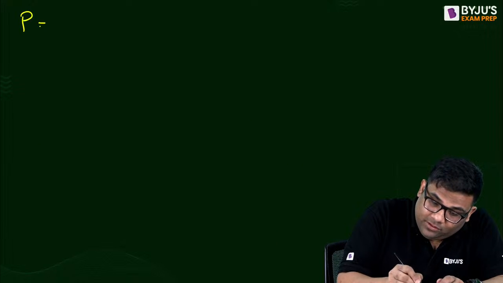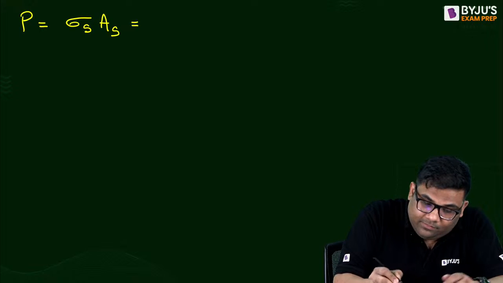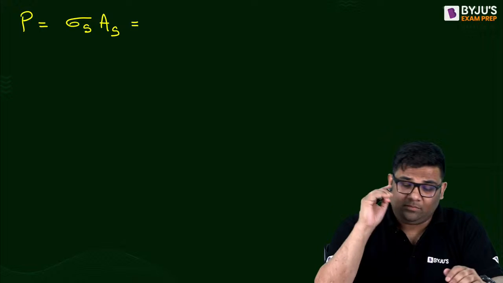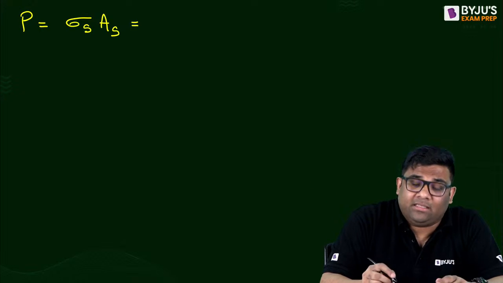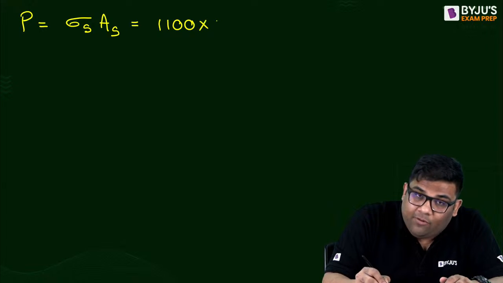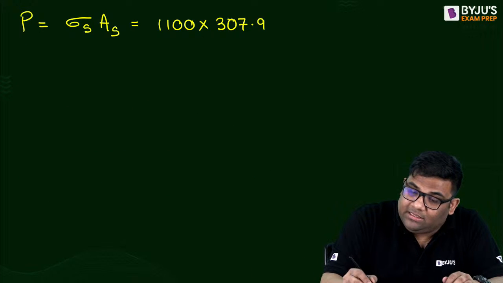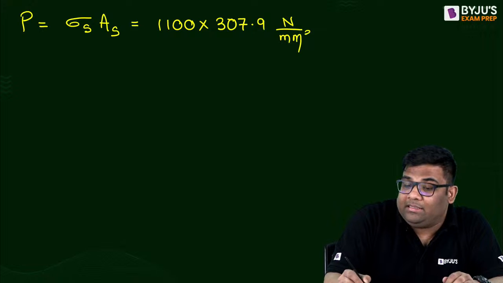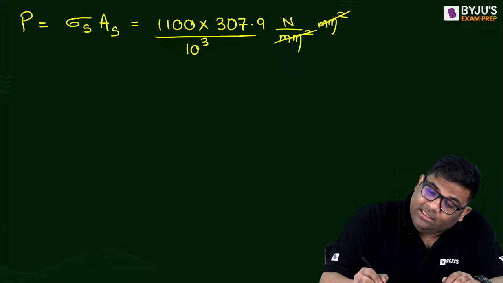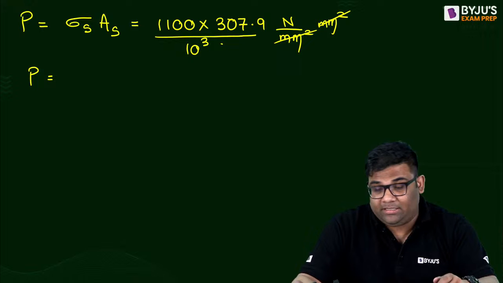That is the pre-stressing force. Pre-stressing force कितना लगेगा? Simply sigma s into As. Sigma s is 1100, and the area we got is 307.9. Now you see this is Newton per mm square and this is mm square, so I'll get the answer in Newton. So I'll divide by 10 to the power 3 to get the answer in kilonewton. So what is the pre-stressing force? Ladies and gentlemen, please tell me.